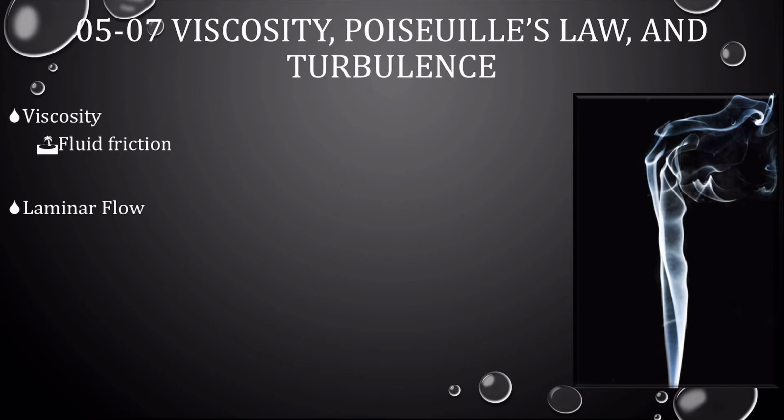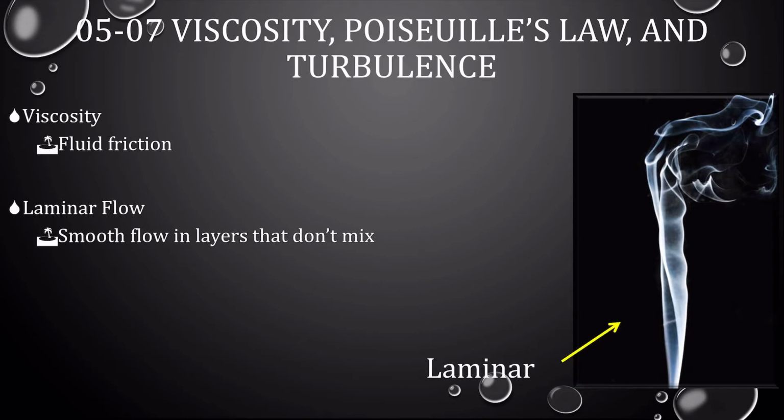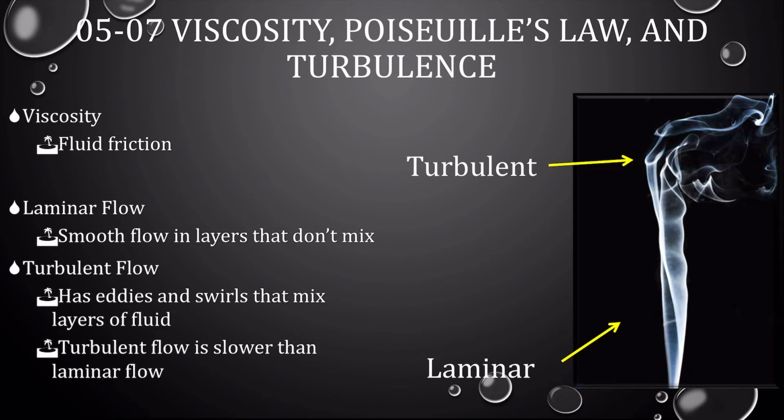We have two types of flow. We have laminar flow. Laminar flow is when it's smooth, flows in layers, and doesn't mix, so it's just a nice constant flow. Turbulent flow is like at the top of that picture. There are eddies and swirls that mix the layers of fluid. Turbulent flow is slower than laminar flow because the fluid keeps swirling around.